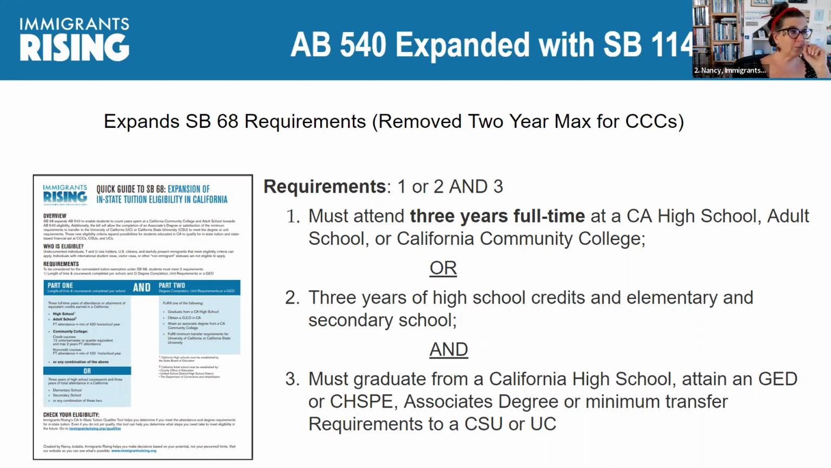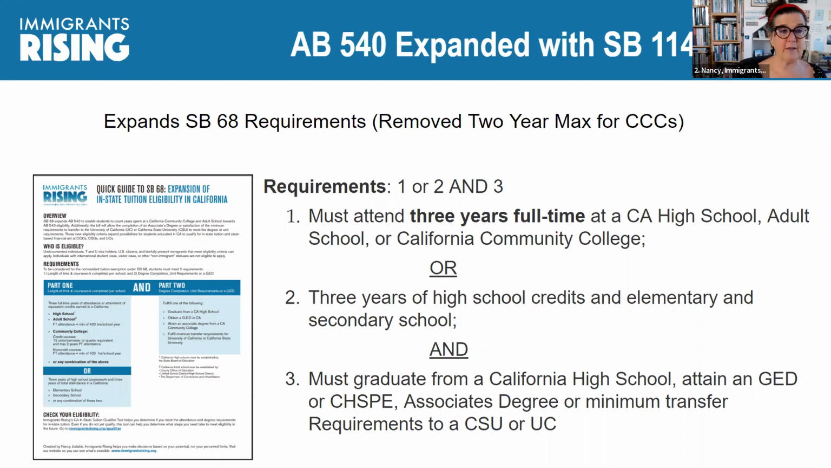So for someone who was speaking before whose student just came, if they're going to graduate from high school with the high school credits, and they had elementary or secondary school, they could use that with their high school graduation and high school credits to have eligibility for AB 540. If not, they could go to an adult school or non-credit program and continue some of those efforts to be able to get the 3 years of high school necessary.